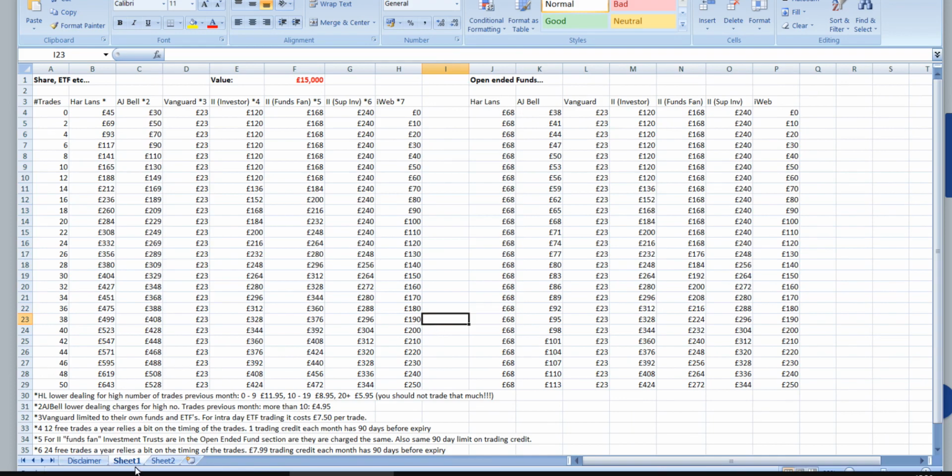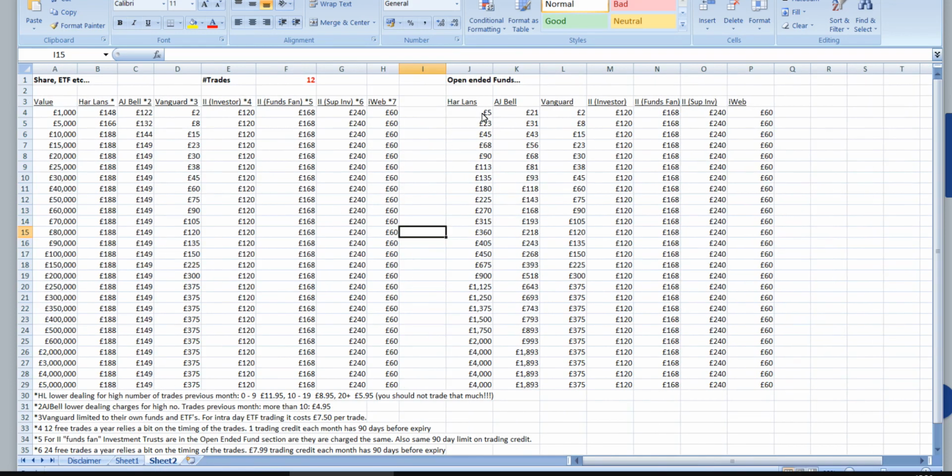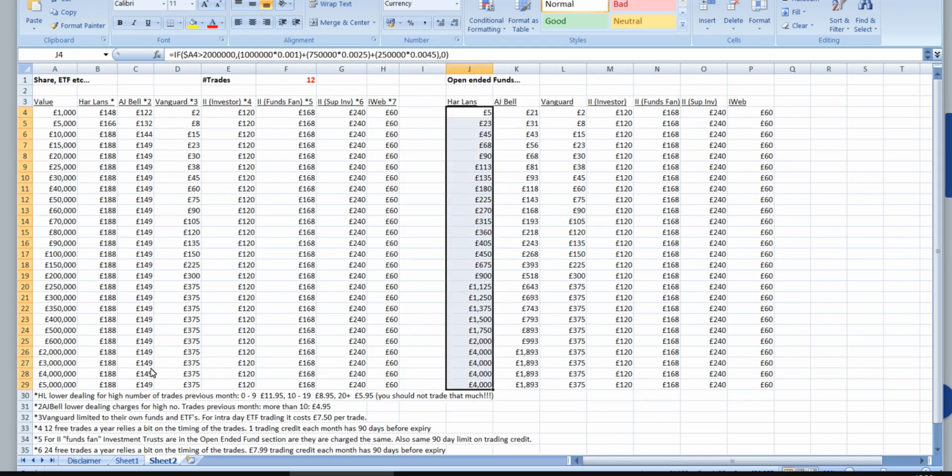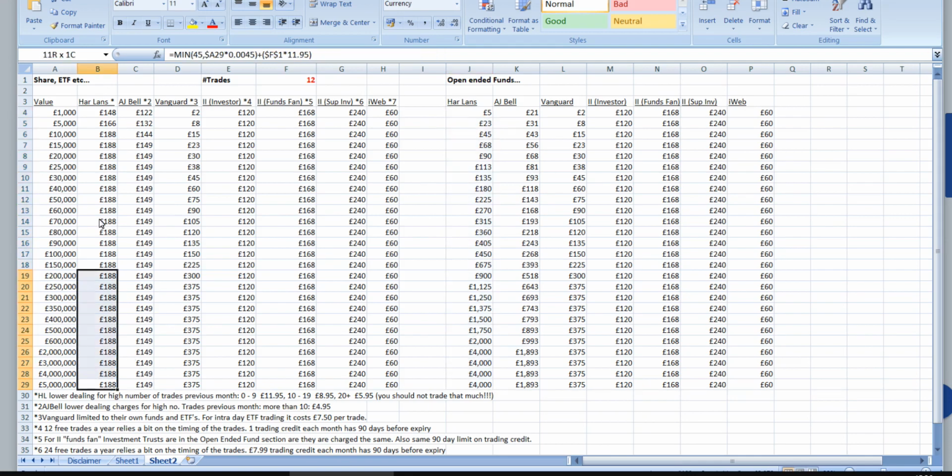I think basically I was just saying how Hargreaves Lansdown rips you off completely with open-ended funds. Not the complete end of the world with buying and selling ETFs and shares. Still, it's more expensive than most, but there's a limit to how much you control it.